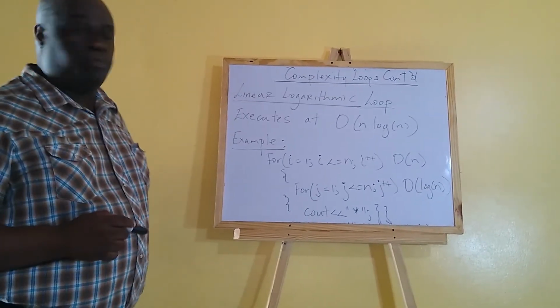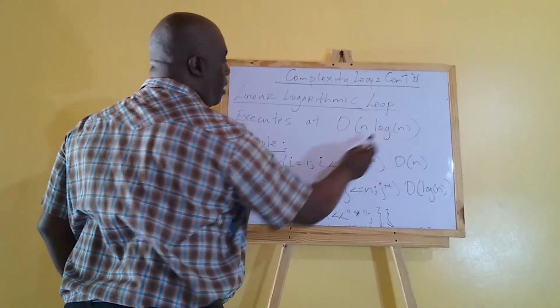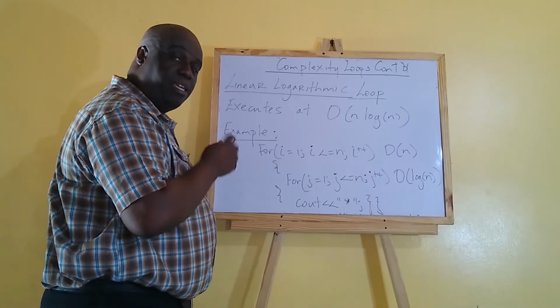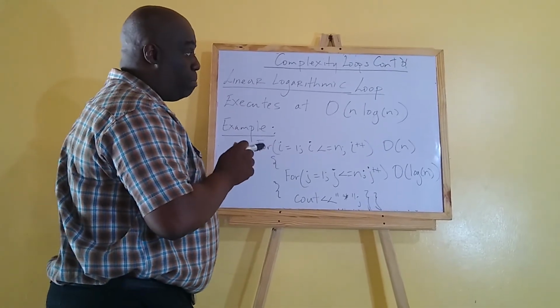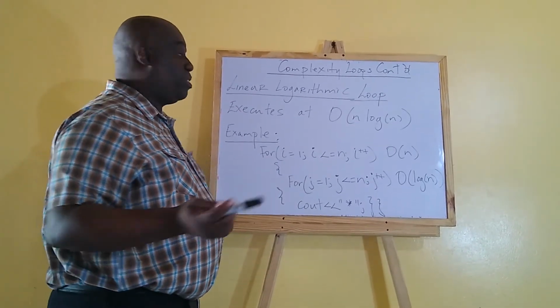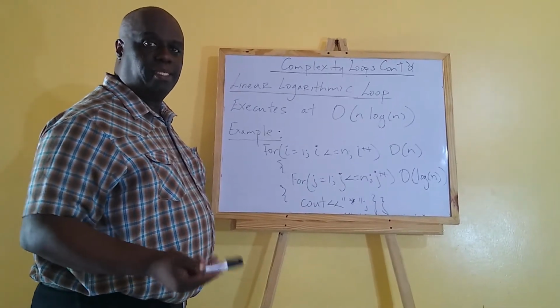Linear logarithmic loops is the next one. This one executes at an order of n log n, which is now much closer to the best case complexity if we think about the big O complexity scale. Here's the example of the loop. And hence, as a programmer, this is how you should be writing your programs, with these kind of mathematical complexity considerations in mind.